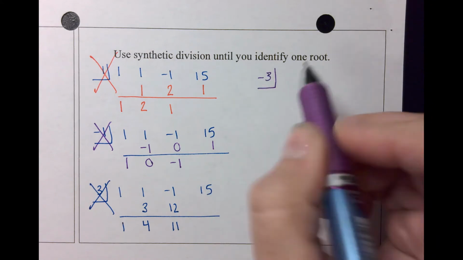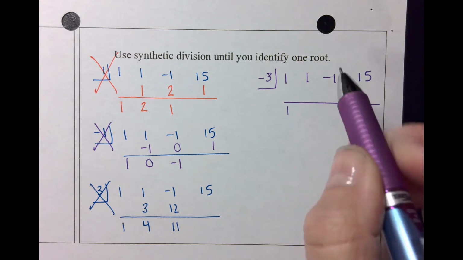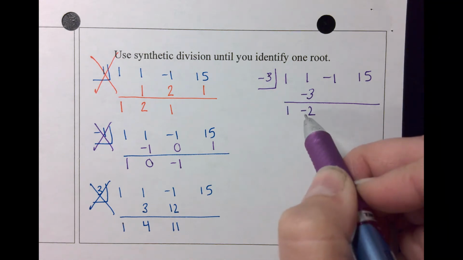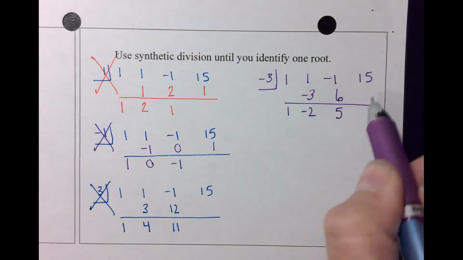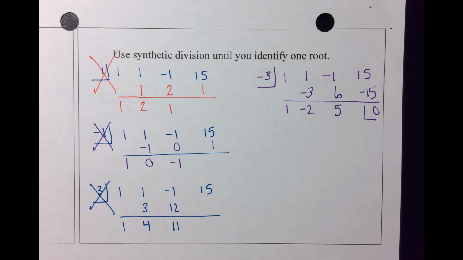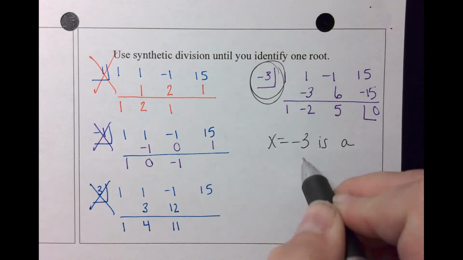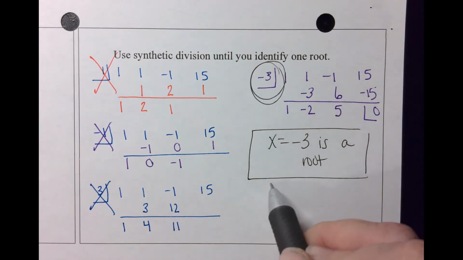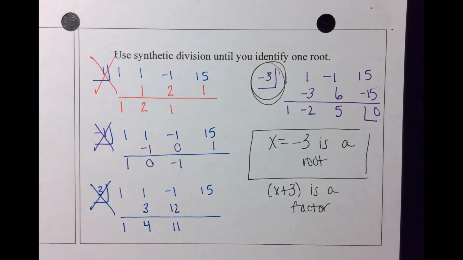We've got room. So maybe we move on to the negative 3. All right, 1 times negative 3 is negative 3. We add to get negative 2. Negative 2 times negative 3 is 6. We add to get 5. Oh, I love this. Negative 3 times 5 is negative 15. There it is. Finally, we found a root. So x equals negative 3 is a root, which means x plus 3 is a factor.